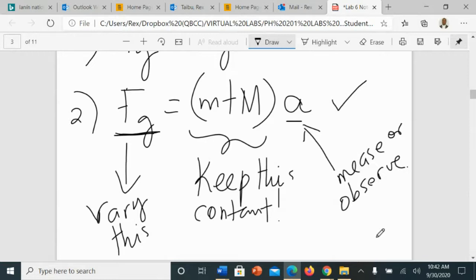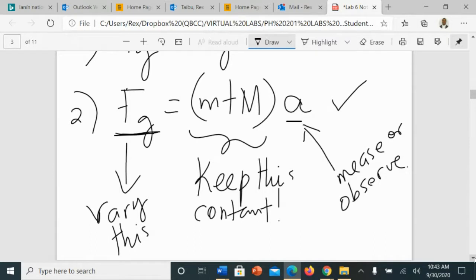So keeping the total mass constant, if we vary the gravitational pull, we expect to see a variation also in acceleration. The more the net force, the more the acceleration. The less the net force, the less the acceleration. But we need to keep this constant.